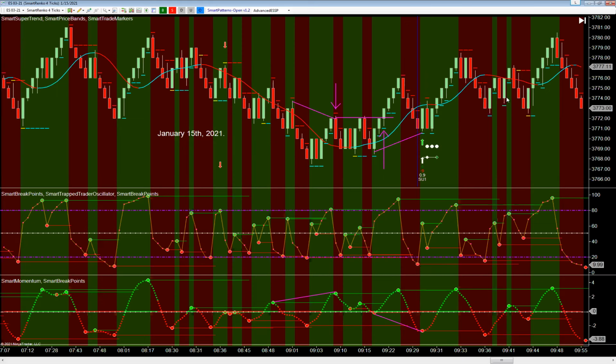So we have some other things in here, but all we're going to talk about is the combo signal. So we're only going to look to sell a red reversal bar if the Trapped Trader Oscillator is in an extreme, and it's not here, so we don't have a signal.